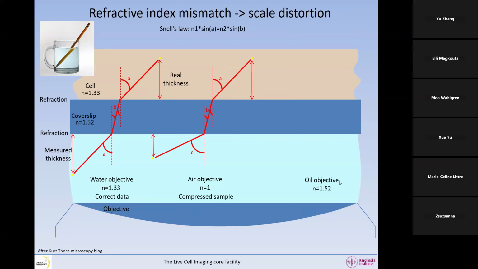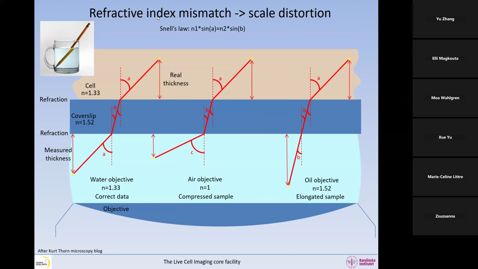If now we look at an oil objective, what happens is that we have here the same thing exactly, but because the oil on the objective has the same refractive index as glass, it will just go through like this. And what we have here is the real distance, but now our image is elongated because this is a longer distance. The image is formed at the wrong place because of refraction, okay? So this is exactly what happens when we have refractive index mismatch. If we have a match between the refractive index of the objective immersion medium and the refractive index of the sample, the angle is the same, and that can be calculated.